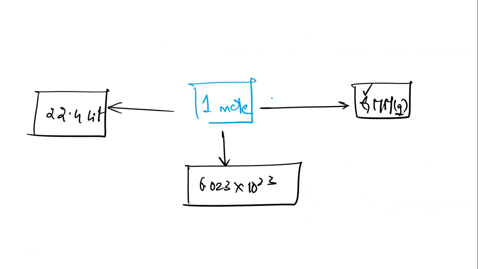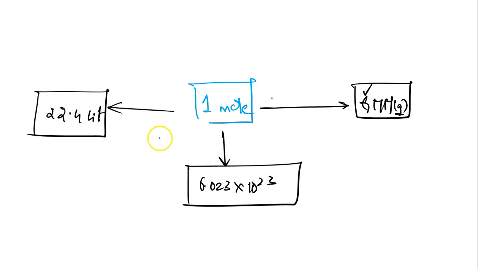So let's go back. 1 mole of any substance is equal to how many units? Avogadro number of units. 1 mole of any substance weighs how much weight? It weighs equal to its gram molar mass. And 1 mole of any substance would be occupying how much volume? It would be occupying a volume of 22.4 liters.